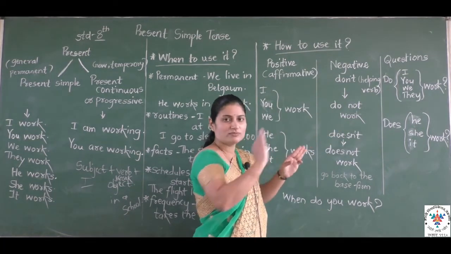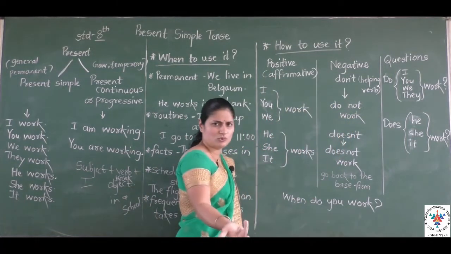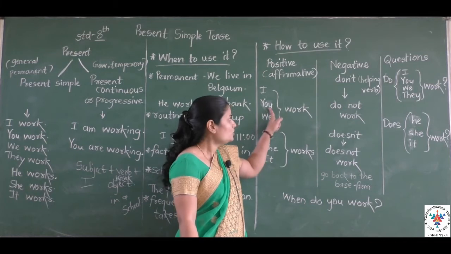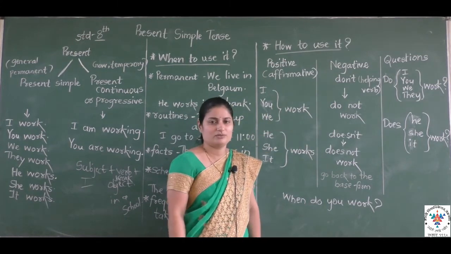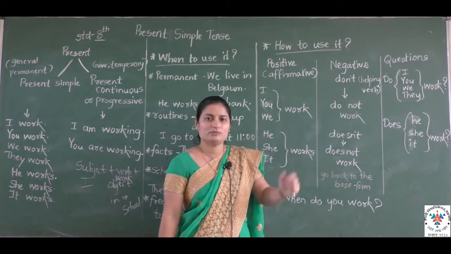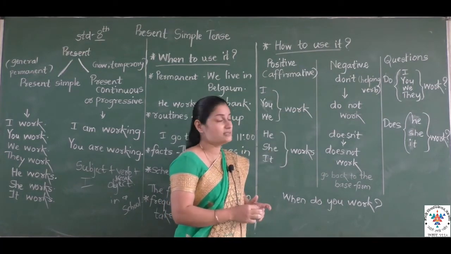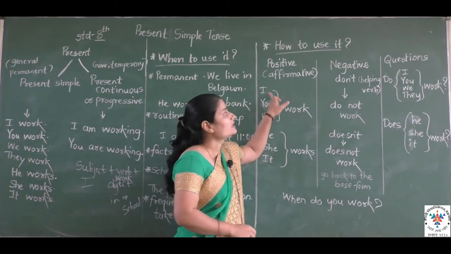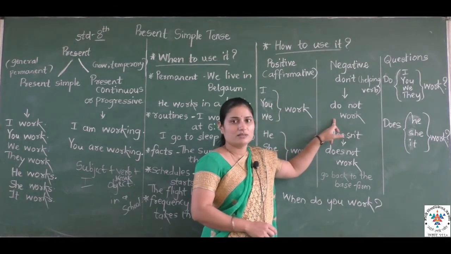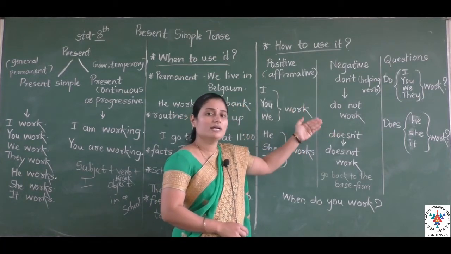So the formation of the sentence will be: I don't work in a school. You don't work in a bank. We don't work in a school. So the sentence formation of the negative sentence is, first you should take the subject, then the negative helping verb, then the verb. This is the sentence formation in the negative form.